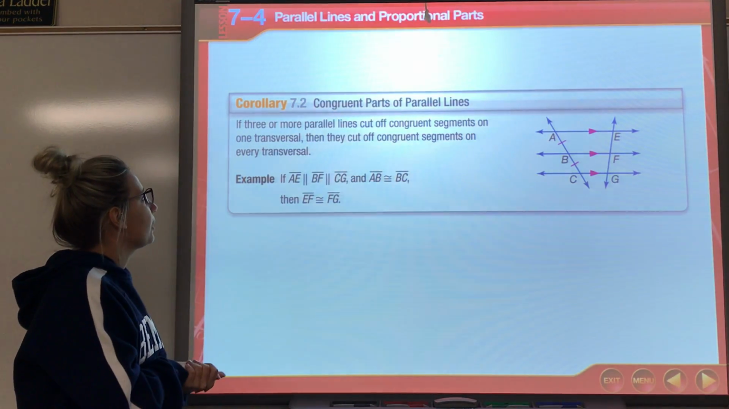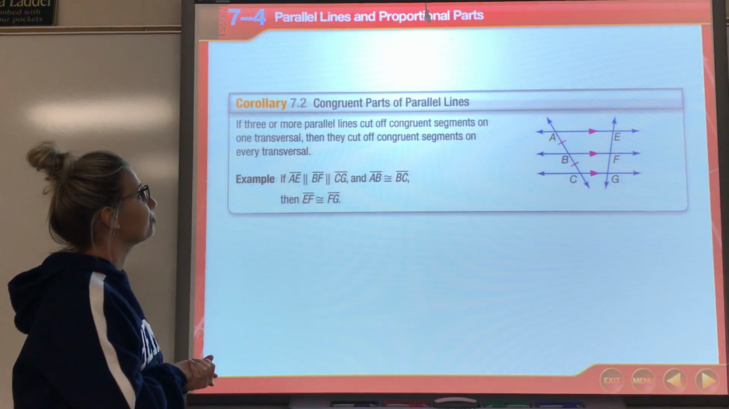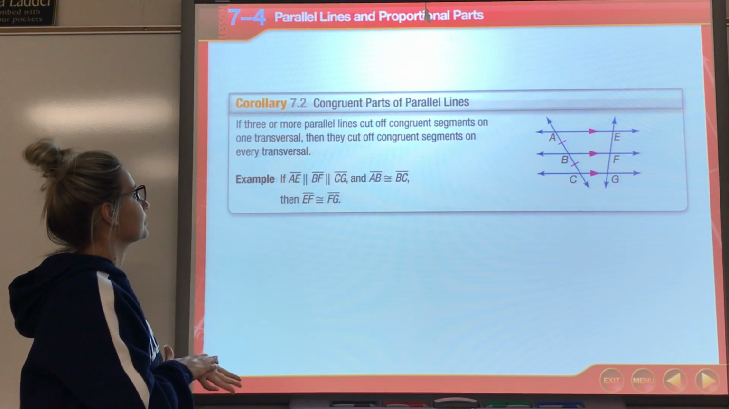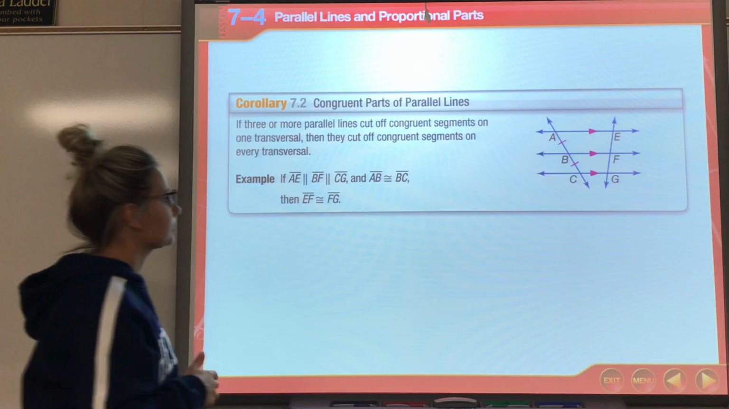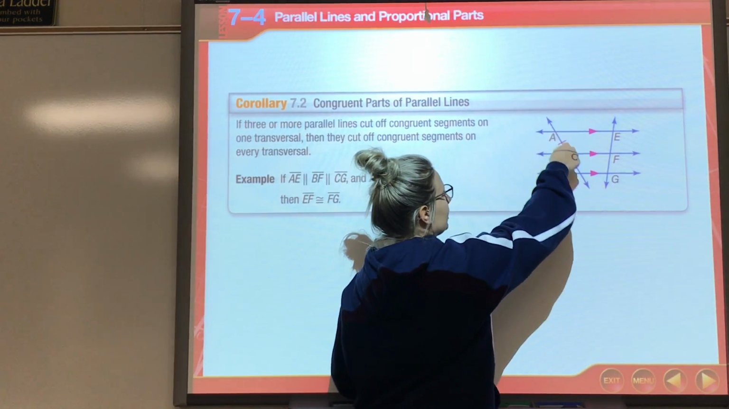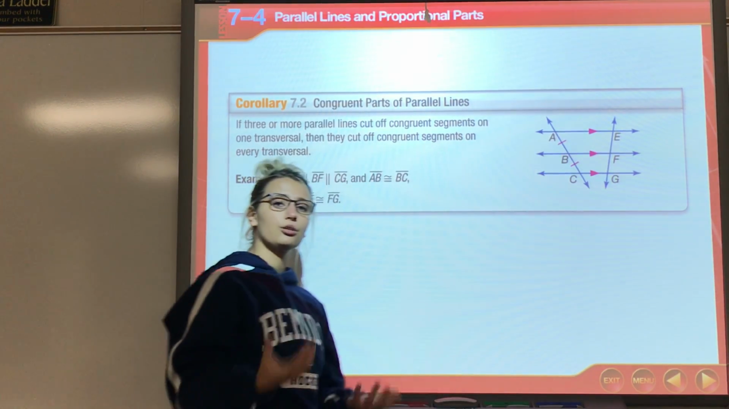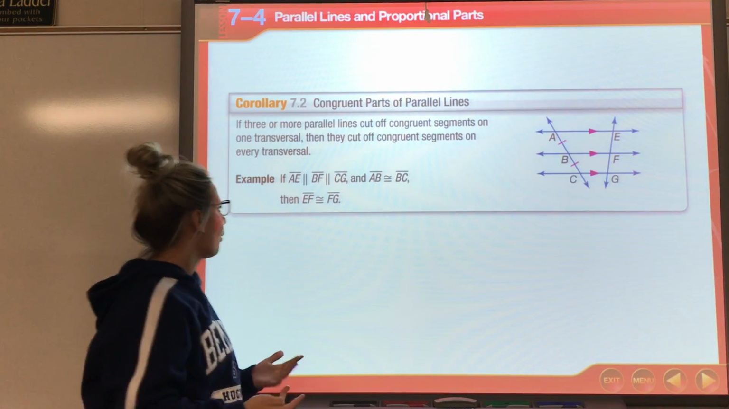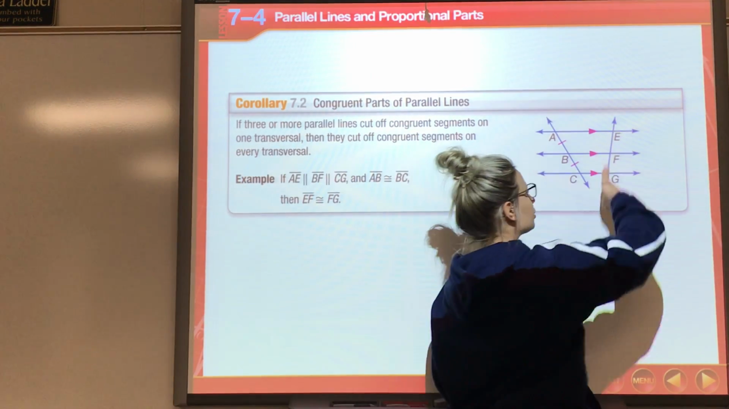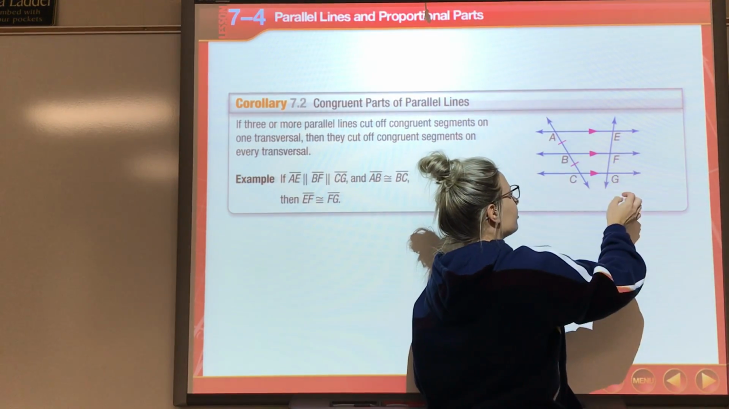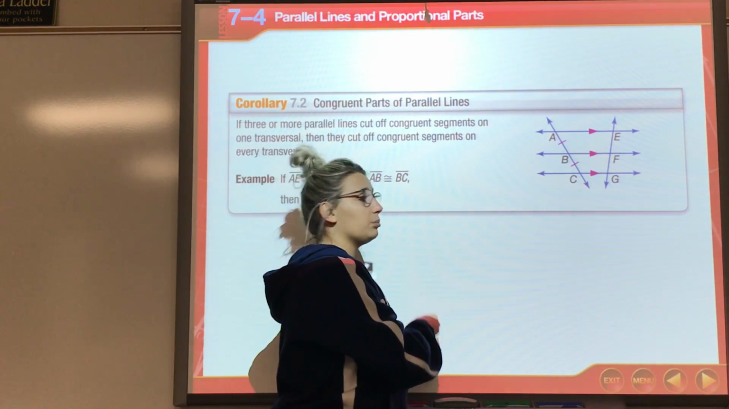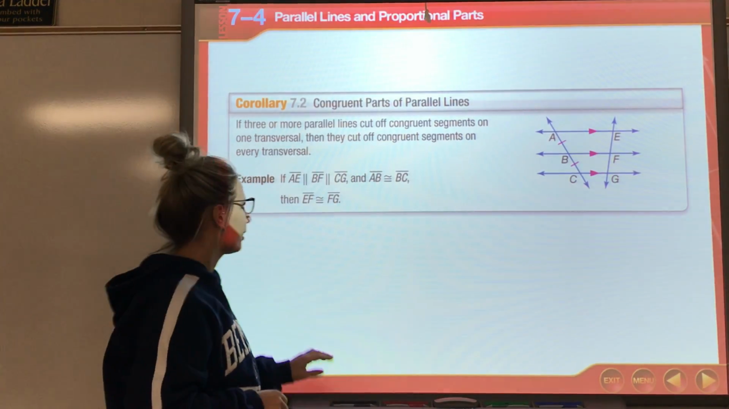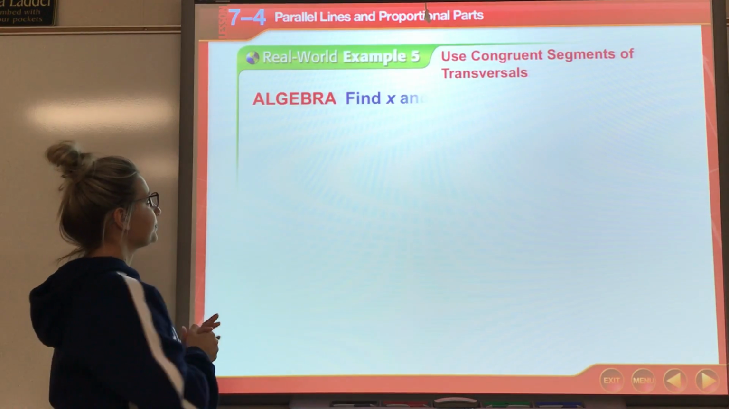If 3 or more parallel lines cut off congruent segments on one transversal, then they also cut off congruent segments on every transversal. So this AB and BC here, those are congruent segments. So that's telling us that this other transversal, EF and FG, will also be congruent. Not congruent to AB and BC, but congruent to each other. So let's apply that now.